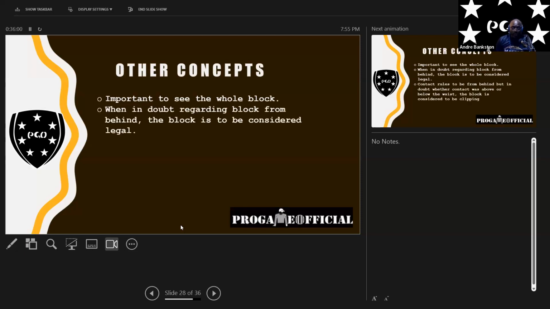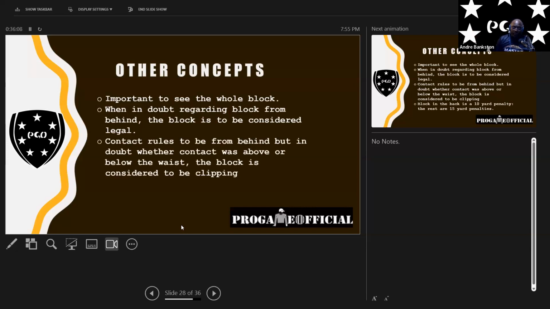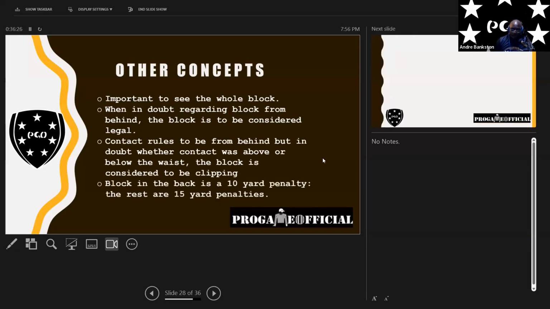When in doubt regarding a block from behind, the block is considered legal. Contact rules: if the contact was from behind, but in doubt whether the contact was above or below the waist, the block is considered to be clipping. So if you see a block in the back and you're trying to determine was it high or low, always consider it low, to be on the safe side. So blocking in the back is a 10-yard penalty, and all the other blocks are 15-yard penalties. Okay, fouls and stuff like that. So that is it.